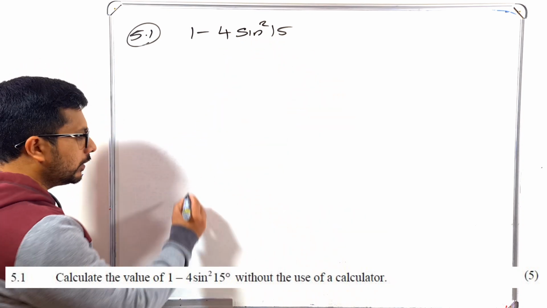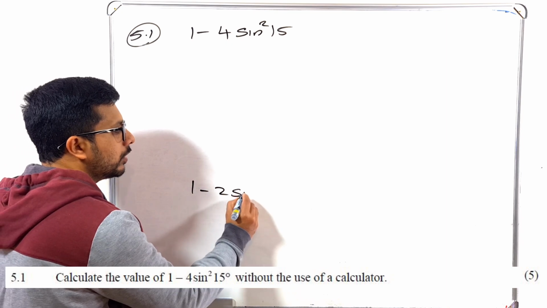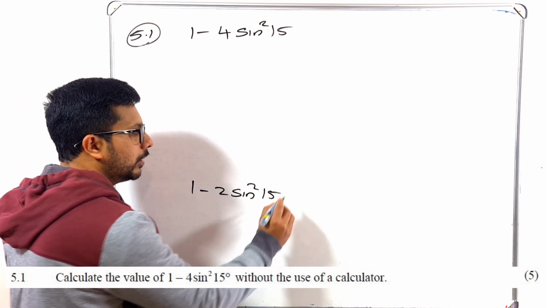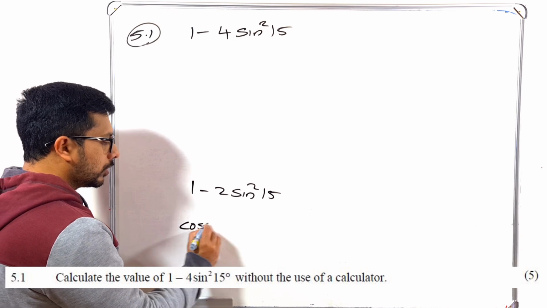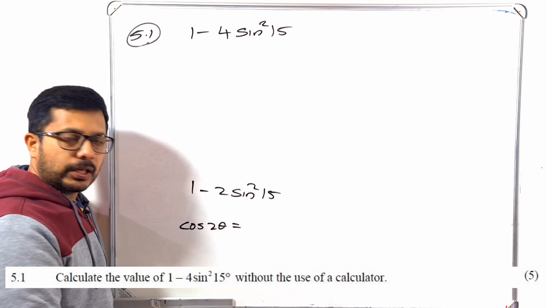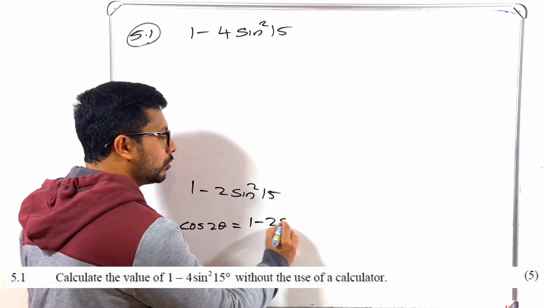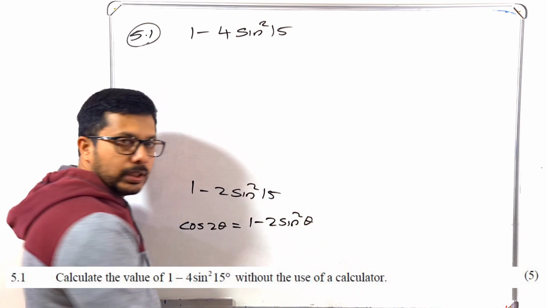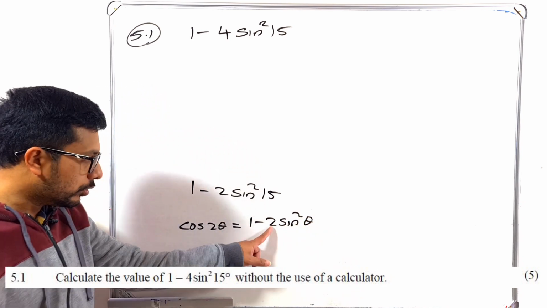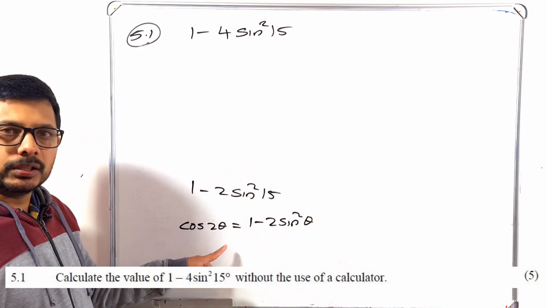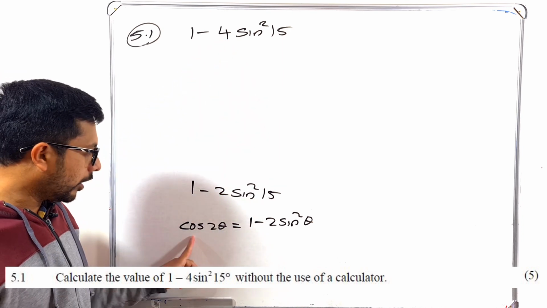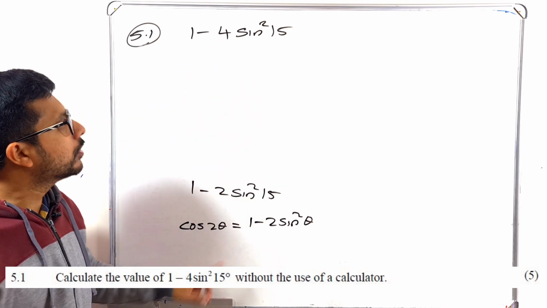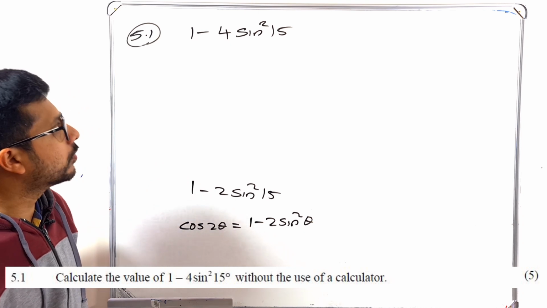If it is something like this, 1 minus 2 sine square 15, then we can apply that formula for cos double angle. There is a formula like this, 1 minus 2 sine square theta. If here it is 2, then we can write it like this. But unfortunately, in this question, here it is 4. So we can't apply like this. You understand? So we have to think something else in this question.